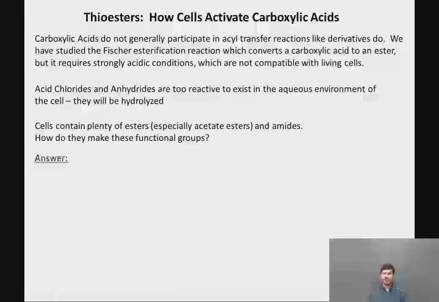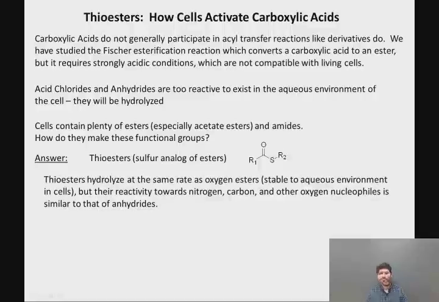Well, the answer, as you might have guessed from the title of this lesson, is to use thioesters, which are the sulfur analog of esters. Okay, so a diagram of a thioester is here. The only difference between a thioester and a regular ester is that we have a sulfur atom in the chain instead of an oxygen atom. You still have a carbon-oxygen double bond. That carbonyl group remains and is not changed into a sulfur.